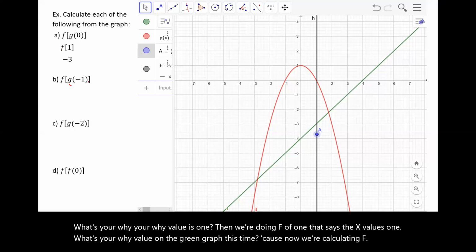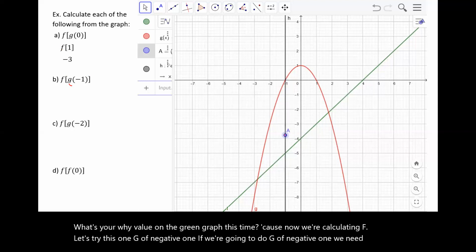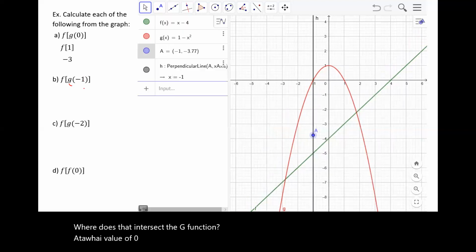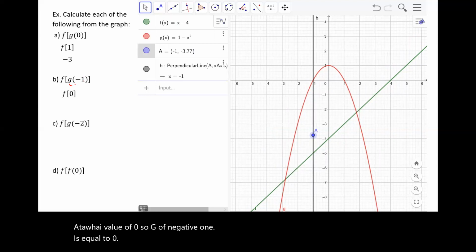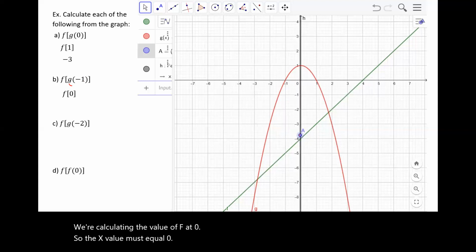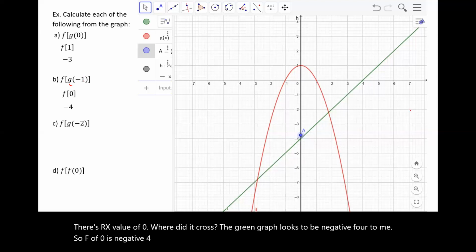Because now we're calculating f. Okay, let's try this one. g of -1. If we're going to do g of -1, we need an x value of -1. Where does that intersect the g function? At a y value of 0. So g of -1 is equal to 0. Now we're calculating the value of f at 0. So the x value must equal 0. There's our x value of 0. Where did it cross the green graph? Looks to be -4 to me. So f of 0 is -4. It's just another way of evaluating functions.